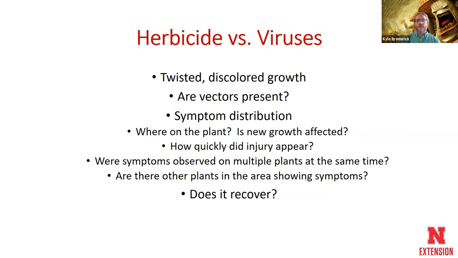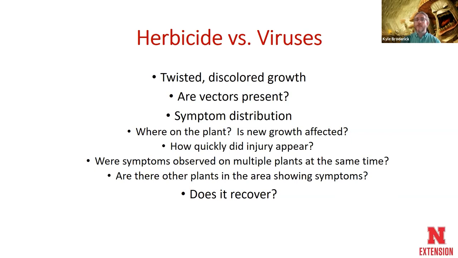And then as we're actually looking at the symptoms, I want to ask a few questions regarding symptom distribution. So where on the plant are we seeing it? Is it just the new growth? And did the plants grow out of this injury? With herbicide injury, often it will just be the new growth, the leaves that were just in the bud when they were hit with the herbicide, where we see that injury occur. And if they did not get a really severe blast of that chemical product, the plants will often recover from that injury.